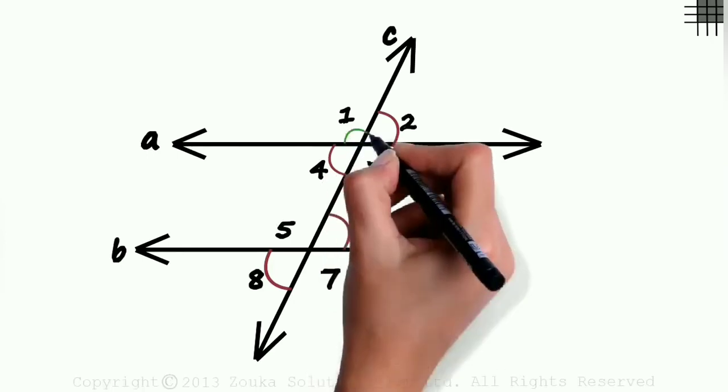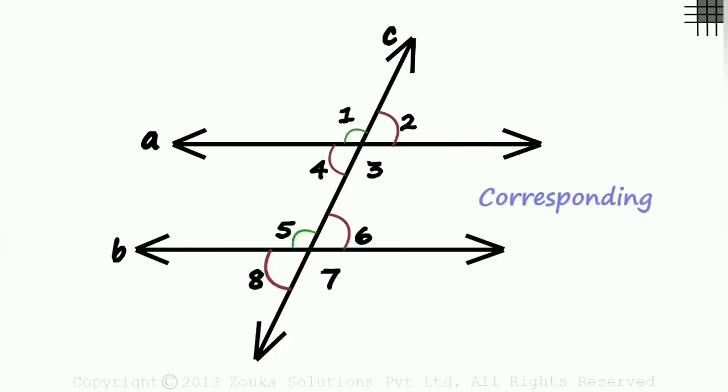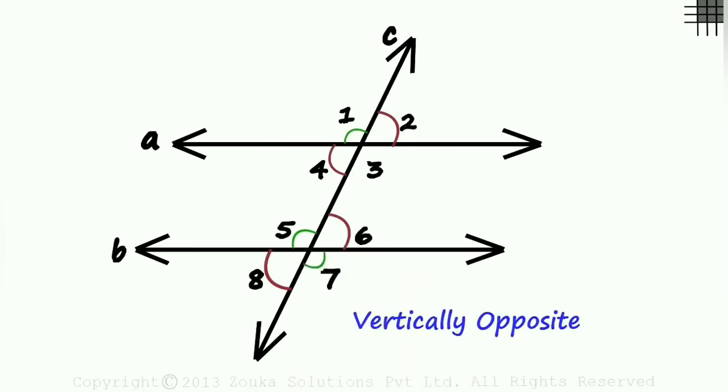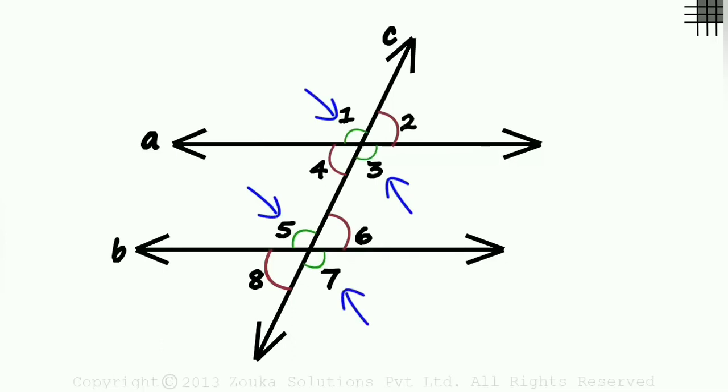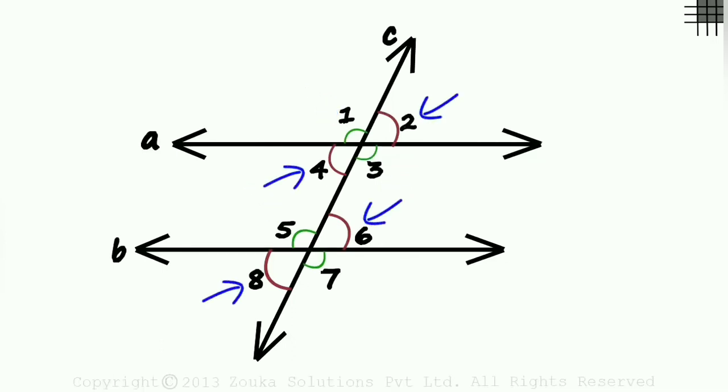Similarly, angle 1 equals angle 5 as they are corresponding angles, angle 7 equals angle 5 because they are vertically opposite, and angle 3 equals angle 7 because they are corresponding angles. So if lines A and B are parallel, we can see that angles 1, 3, 5 and 7 are equal and angles 2, 4, 6 and 8 are equal.